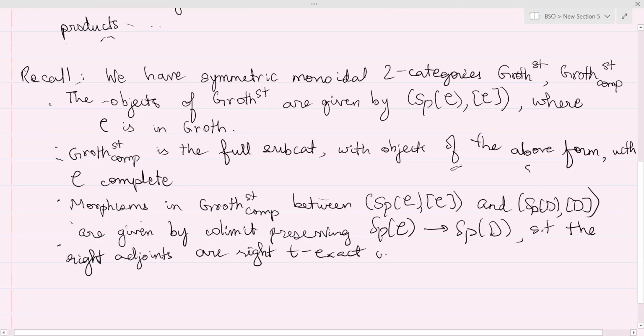I apologize that my writing in this is quite slow, and I hope that's not a problem with respect to time. So, up to shifts.